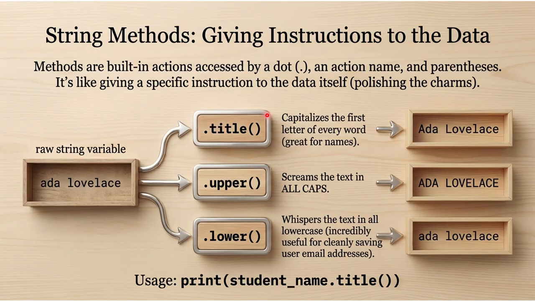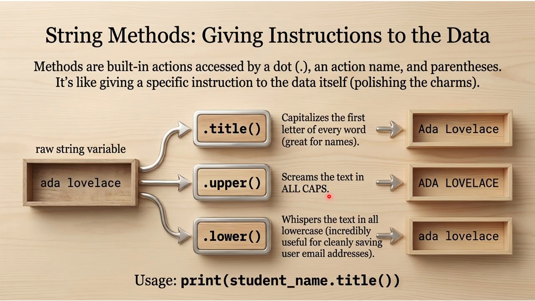And this combined whole thing is like you are giving some specific instructions to the data. If you see over here, we have this raw string Ada Lovelace. If we use dot title, what it does is capitalize the first letter of every word. It will capitalize this first A and this first L, the starting character of the word. So here you see it's Ada Lovelace.